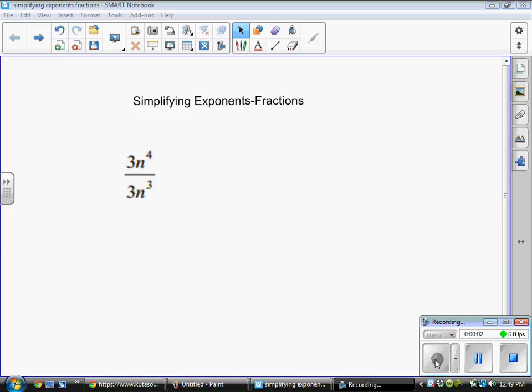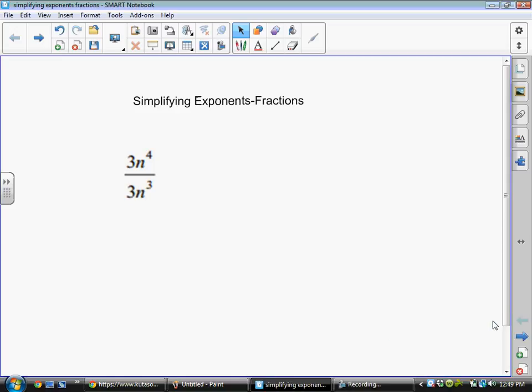Here's a video on simplifying exponents when they're written as a fraction or as a division problem. So we're going to have a couple examples here to show you how to properly simplify these. There are no negative exponents in this.